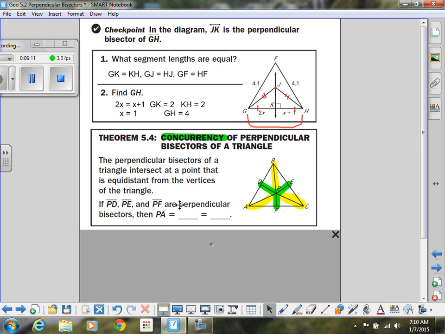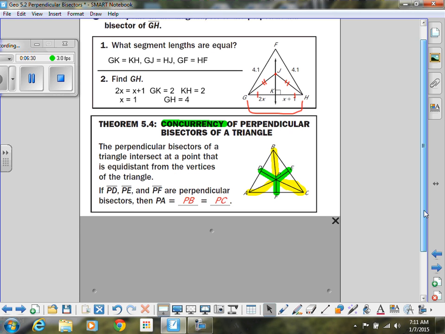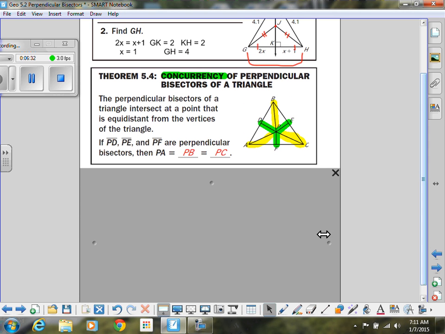So here's another way of saying that. It says PD, PE, and PF are perpendicular bisectors. Those are the green lines. So if we know those green lines, then we also know that the yellow lines, PA is going to be equal to PB, is going to be equal to PC. So this is pretty handy if you ever want to know how to find the point where we're the same distance from 3 different points. You just need to find the concurrency of those perpendicular bisectors.